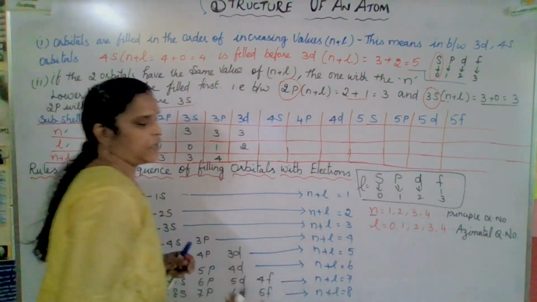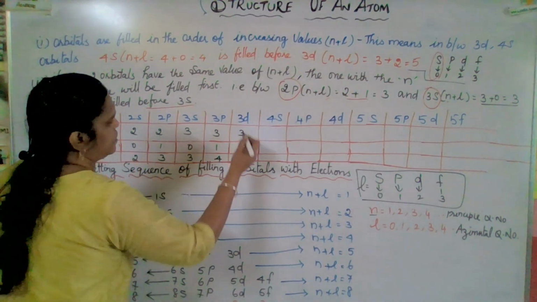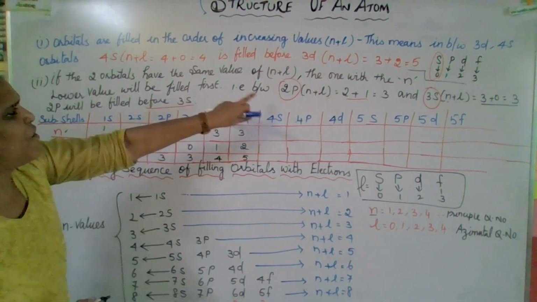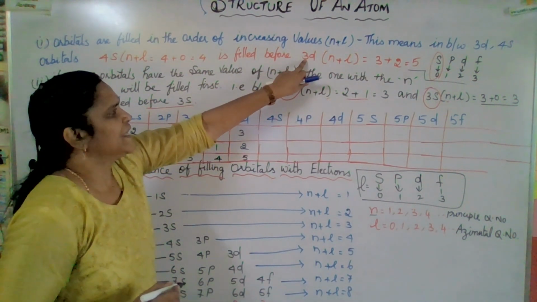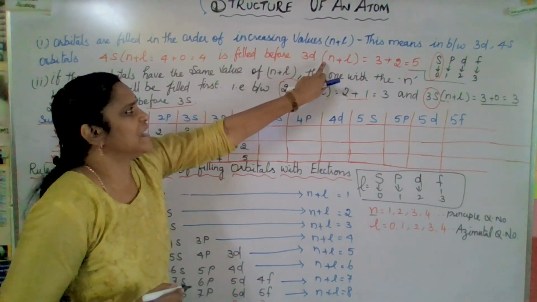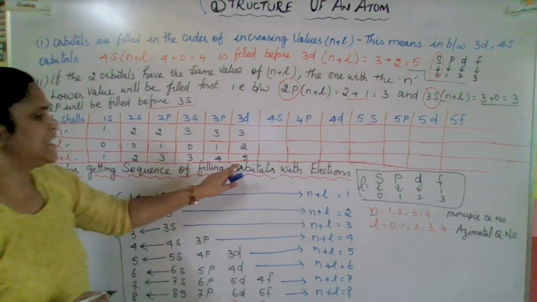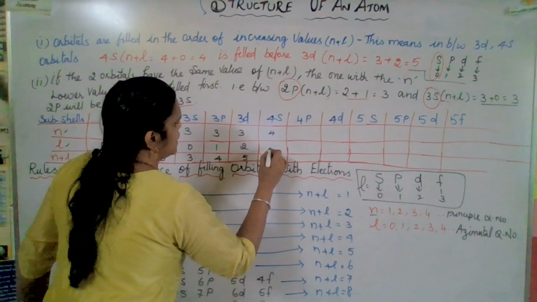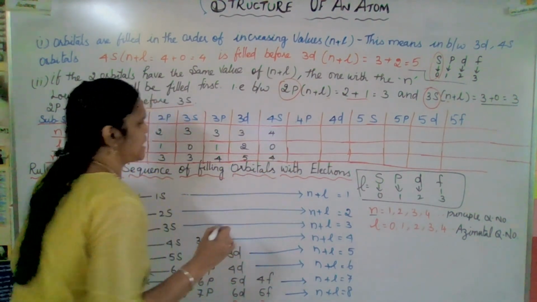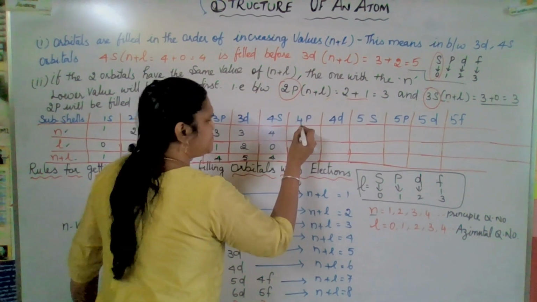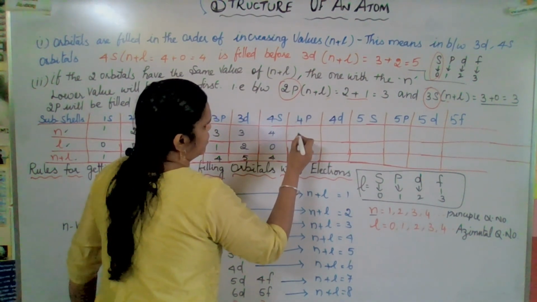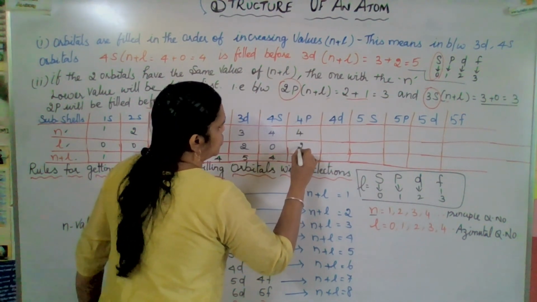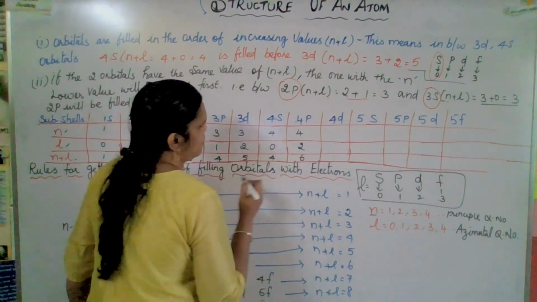See, n equals 1, 2, 3, like that. Now here 3d, that means what is it? 5. For 3d, n value 3 and d value 2, so 3 plus 2, 5. Yes, n plus l equals 5. You got it. Now in the same way, 4s: n value 4, s value 0, so here 4 only. And the same way here 4p. How can you calculate it? n plus l: n value 4, l value 1, so n plus l value is 5.